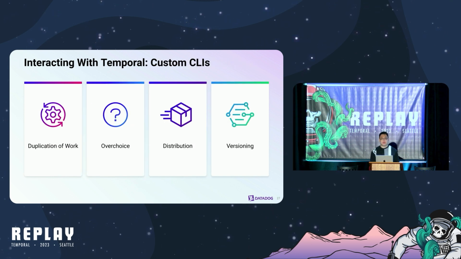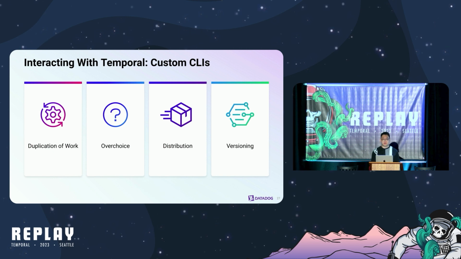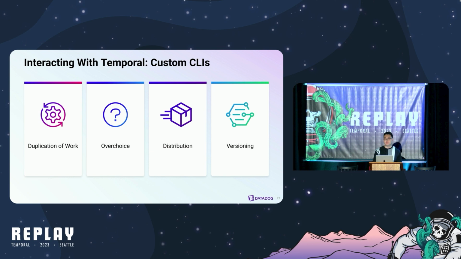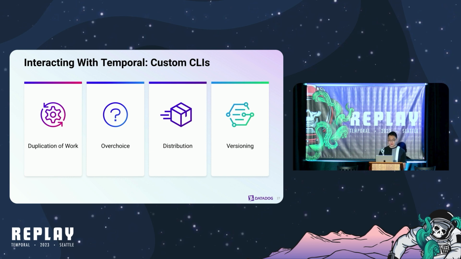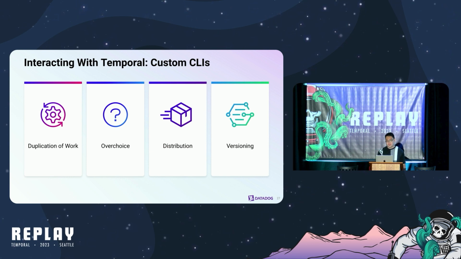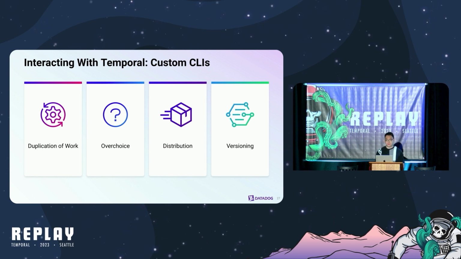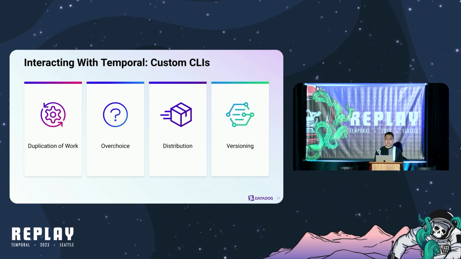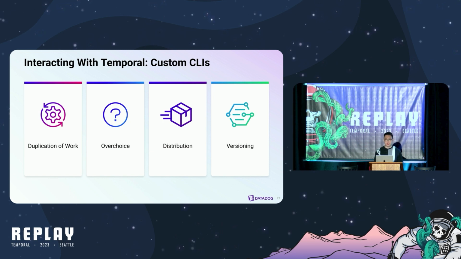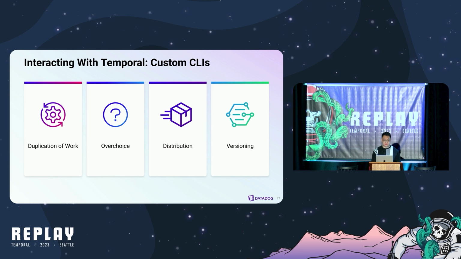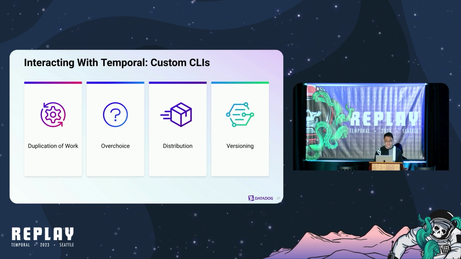And as a result, many of our users started creating custom CLI tools and scripts to interact with our workflows, thus fragmenting the tooling ecosystem used to interact with Temporal. And this introduced a bunch of problems, such as duplication of work and user overchoice, as many of these tools had overlapping functionality. It is also a challenge to maintain and distribute these tools across hundreds of developer machines, especially because these tools need to be manually updated to reflect any changes made to a worker.